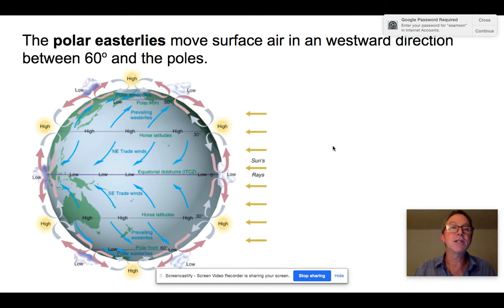Then we have the polar easterlies, which blow to the west as the wind tries to move this way. And the polar, I guess it matters to be up there, but honestly, there's not many people up there, so we're not going to concern ourselves with it too much. We mostly concern ourselves with the westerlies and the trade winds because the vast, vast, vast majority of humanity lives between 0 and 60 degrees.